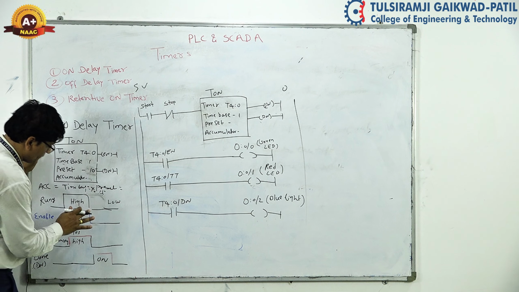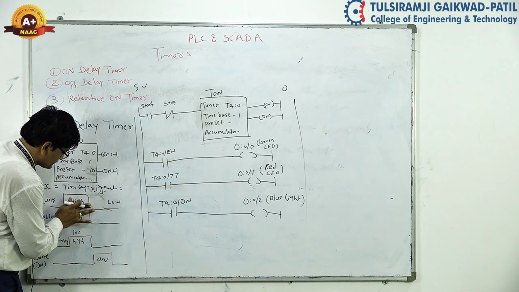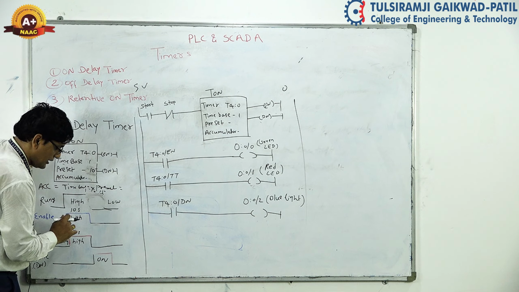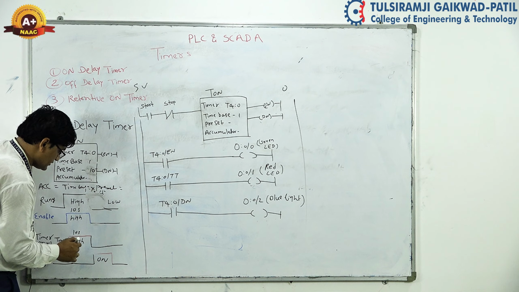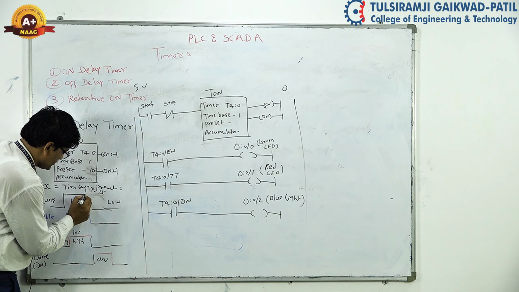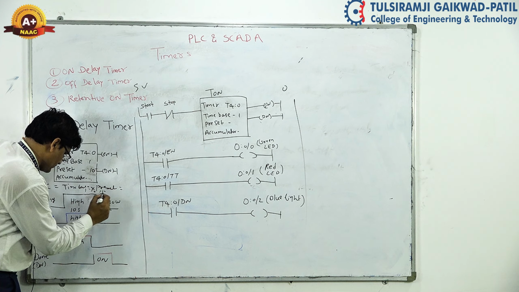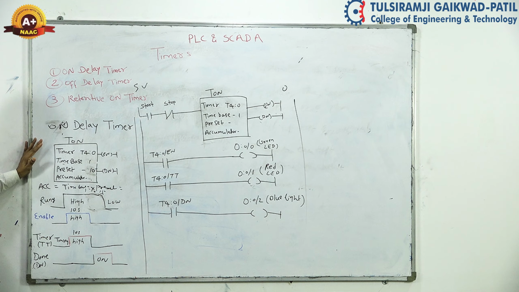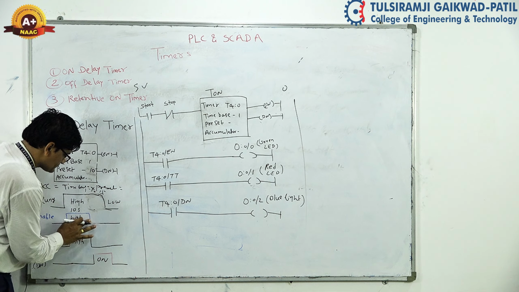So what will happen? This should be on. When the rung is on, the enable bit should be on, and till then this done bit should be on. Here in this case we can use the high position. Here the enable bit should be high.